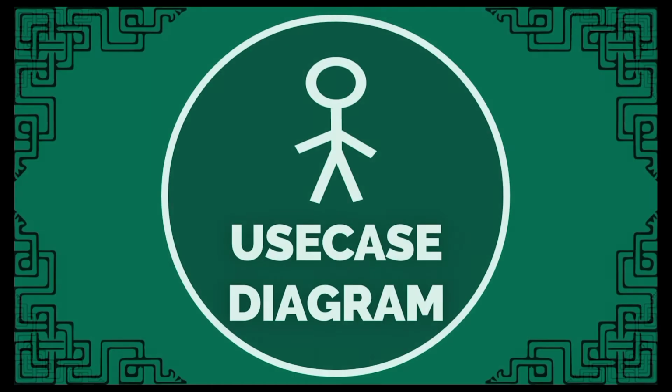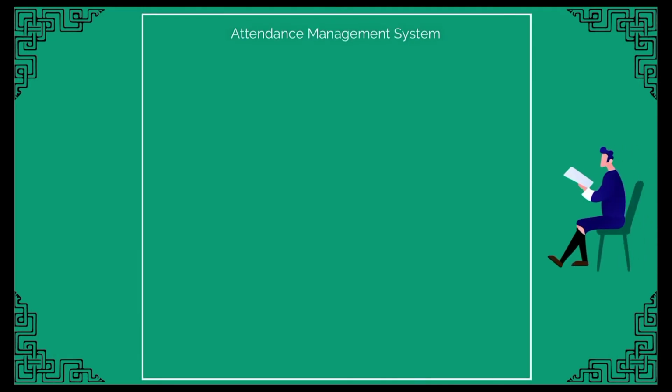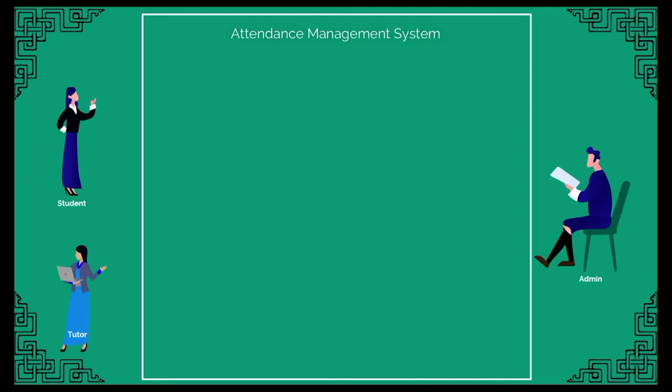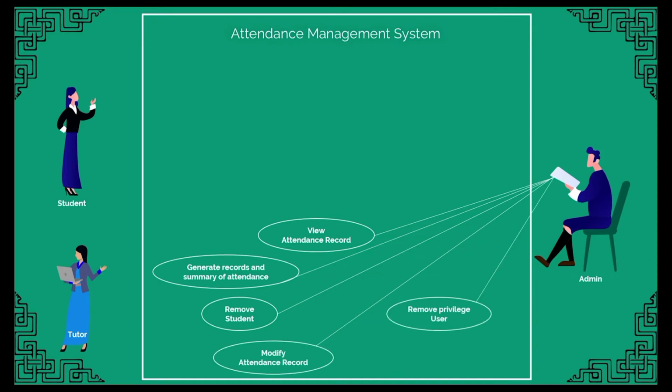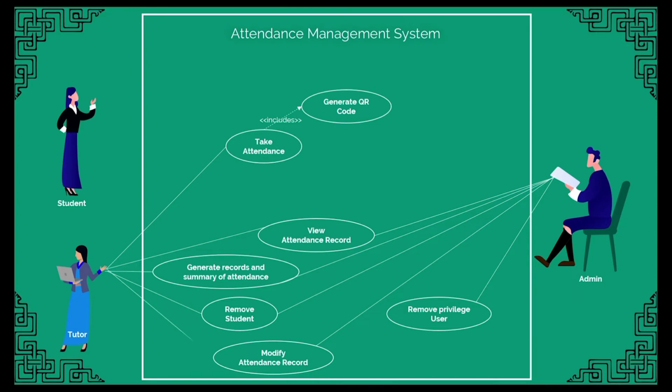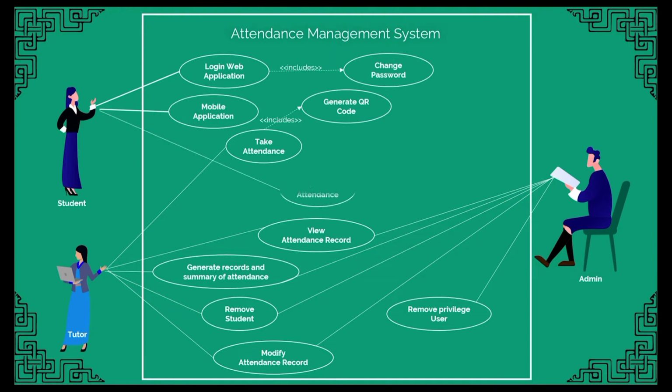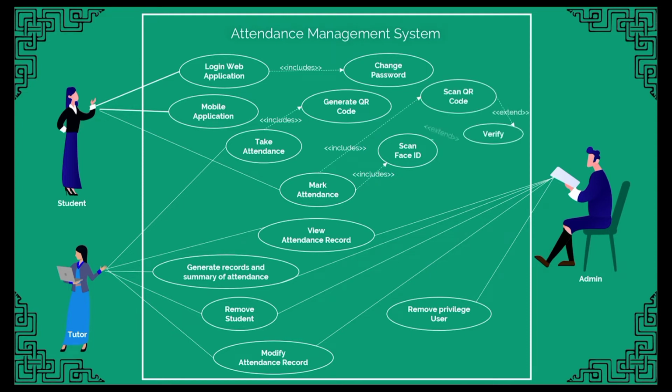Use case diagrams. The attendance management system has three types of users: admin, tutor, and students. The admin can view attendance record, generate records and summary of attendance, remove student, modify attendance record, and remove privileged users. The tutor can take attendance, generate QR code, view attendance record, generate records and summary of attendance, remove student, and modify attendance record. Students can log into the web application, change password, use the mobile application, mark attendance, scan Face ID and verify, scan QR code, update status, view attendance record, and generate records and summary of attendance.